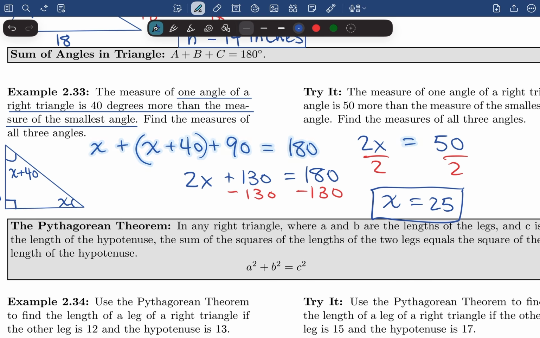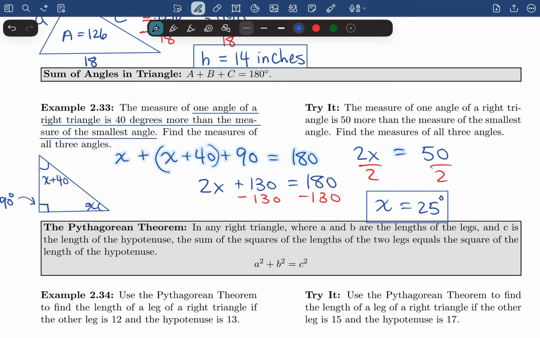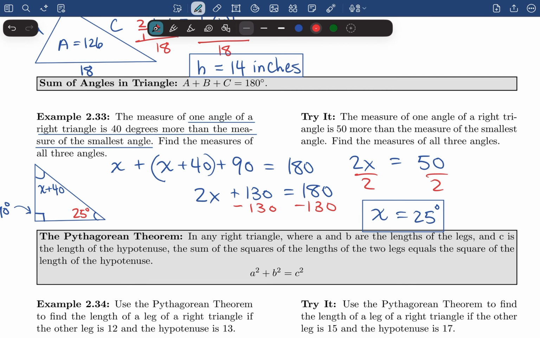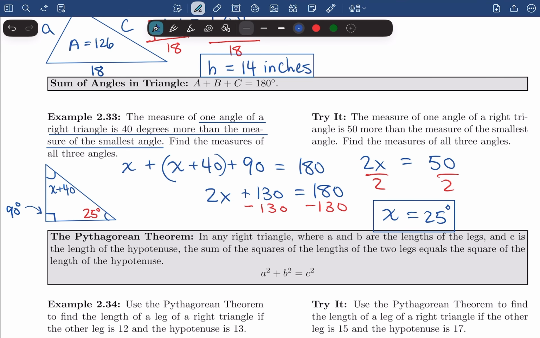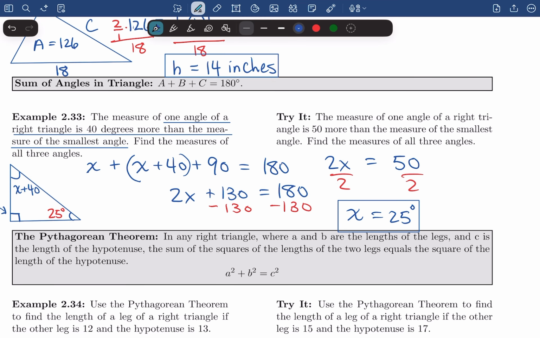Well, let's give this some context. 25 what? Well, 25 degrees. We've just found the smallest angle in this triangle. Let's go ahead and write it in. We know that this angle in this bottom right corner is 25 degrees. But now that I know that, I can find the next angle larger because it's x plus 40.